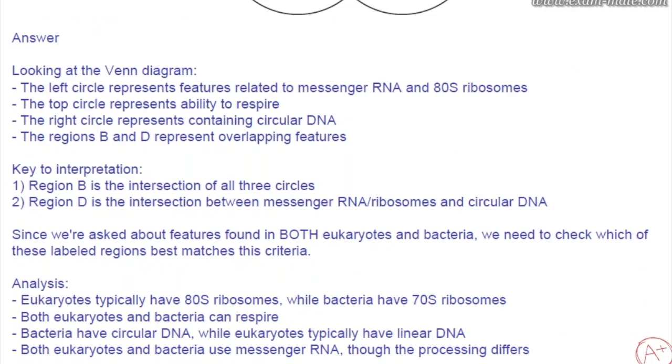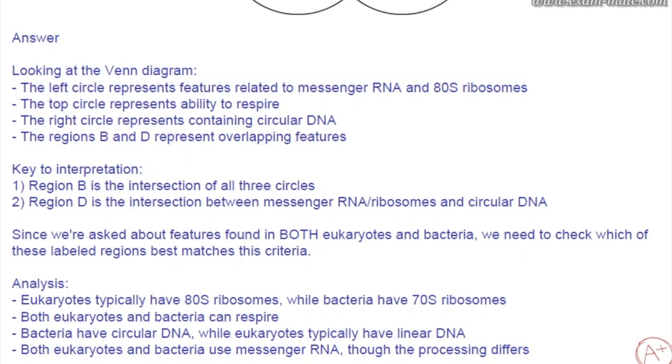Looking at the Venn diagram, the left circle represents features related to messenger RNA and ADS ribosomes. The top circle represents ability to respire. The right circle represents containing circular DNA. The regions B and D represent overlapping features.